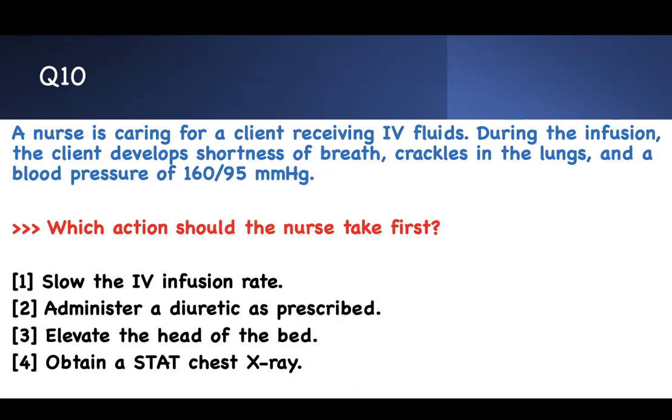What do you think? You give the patient fluid, they are having circulatory overload. What do you think? Do you slow down the infusion? Do you give them a diuretic? Do you elevate the head of the bed? Or do you obtain a chest X-ray? Do you do that? What do you think? How good is your prioritization?